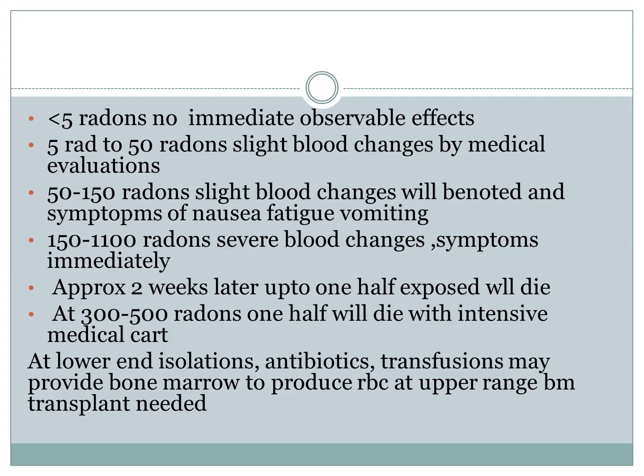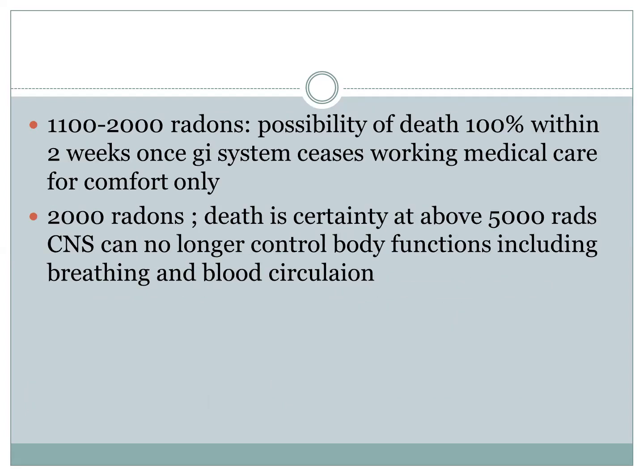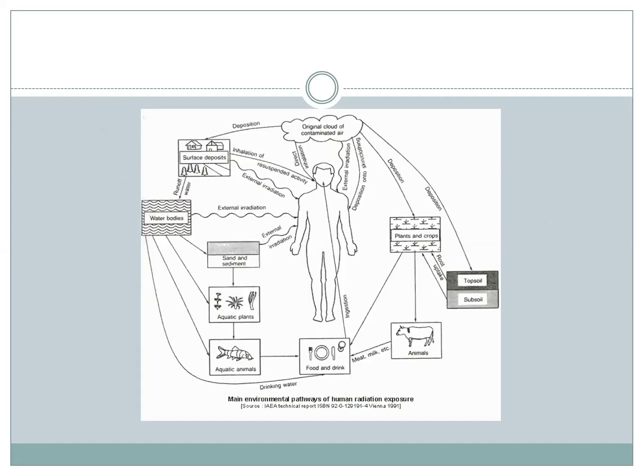And at the lower end, isolation, antibiotics, and transfusion may provide some support, or bone marrow to produce RBC. At the upper range, a bone marrow transplant is needed. 1100 to 2000 rad, possibility of death is 100% within 2 weeks. Once the gastrointestinal system ceases working, medical care is for comfort only. 2000 rad, death is certain above 5000 rad. The central nervous system can no longer control body function, including breathing and blood circulation.